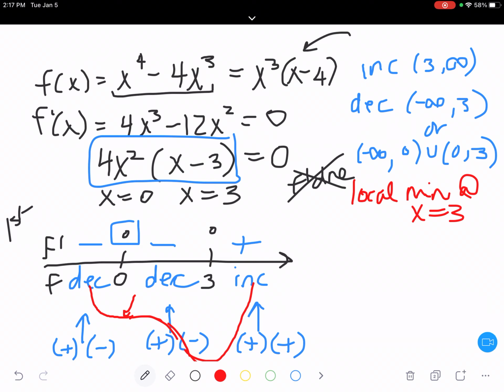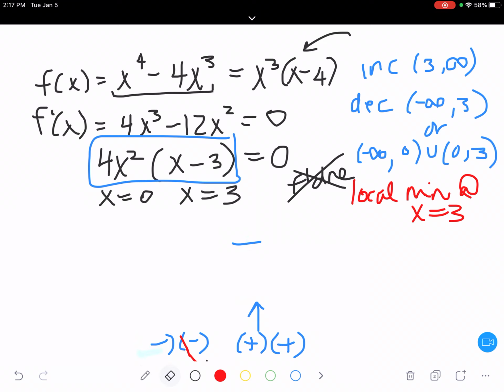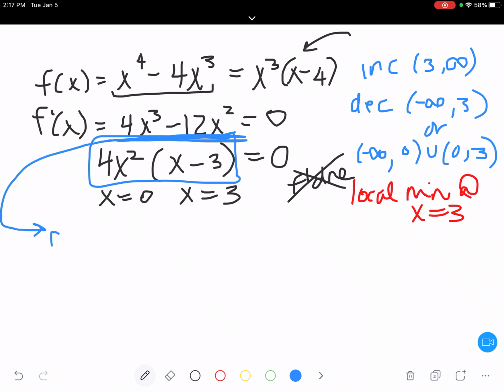Then I'm going to move on to the second derivative. Okay, and for my second derivative, I'm going to take the derivative of the first derivative, in the simplest form of the first derivative. So this is the simplest form of my first derivative up here. Okay, and I'm going to take my second derivative from there. So the first derivative is 4x cubed minus 12x squared. My second derivative is going to be 12x squared minus 24x.